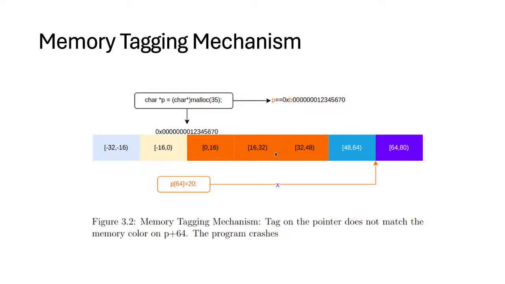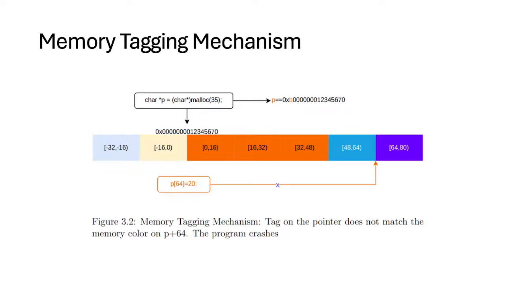When we try to access a pointer, it will check whether the tag of the pointer, plus the pointer arithmetic, is the same as the tag, the color, of the memory. If you have an incorrect pointer, it won't work. It will crash the program, which is basically how it works. Okay, I'm not going to explain all the details. You can just look up MTE.